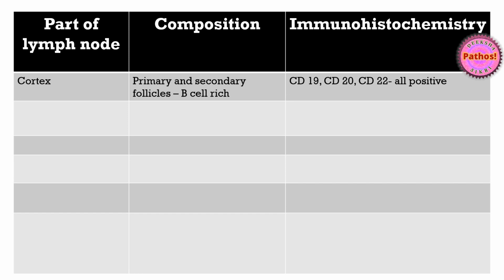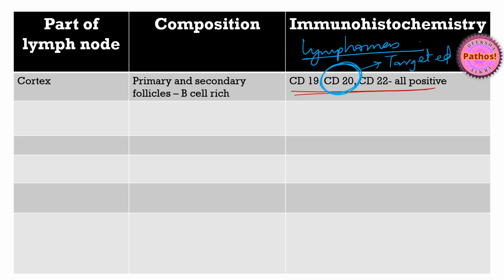So primary and secondary follicles, which are B cell rich, are clearly going to be positive for the B cell markers, these three. Now, when we talk about lymphomas, especially B cell lymphomas, it is very important to mention this marker for the simple reason that we have targeted therapy. I'm sure all of you have heard of rituximab. So our clinician, the consulting clinician, would want to know CD20 status.